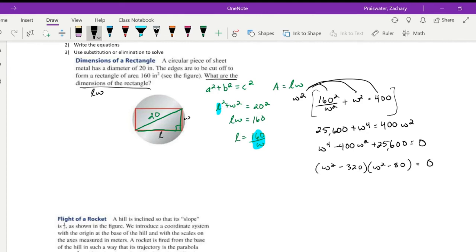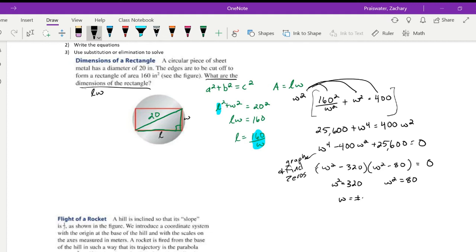And if you need to, I would like graph this and look for solutions that way too. You don't necessarily have to factor this. So like here, I would maybe graph and find the zeros. Because w squared is equal to 320, w squared is equal to 80. So the width has a lot of different options. It could be, and actually it's not too many different options. I know we'll talk about that in a minute.